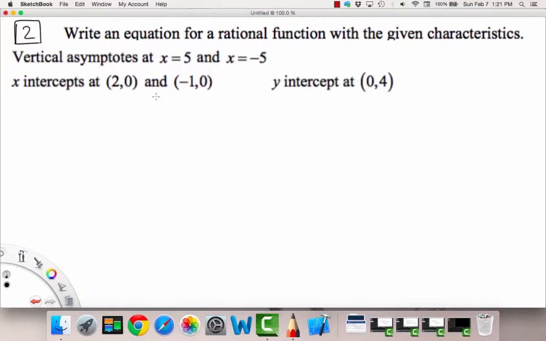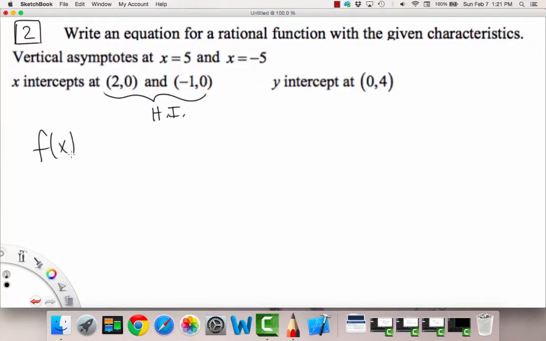Okay, number 2 asks us to write an equation for a rational function with the given characteristics. So we have vertical asymptotes at 5 and -5 for x, and then x-intercepts here. So these are the horizontal intercepts, right? I'll just label them horizontal intercepts, and a y-intercept here, okay? So what are we supposed to do with all of this information?